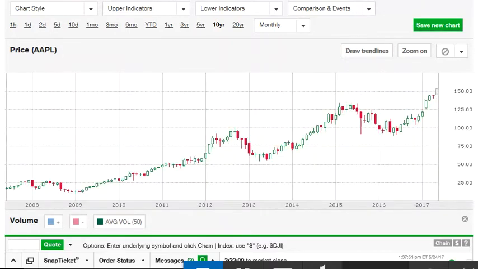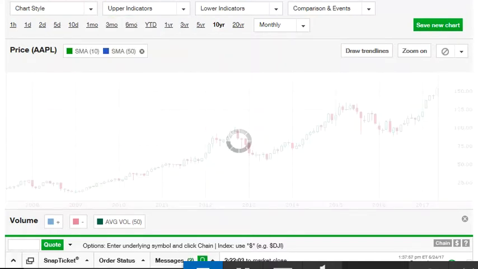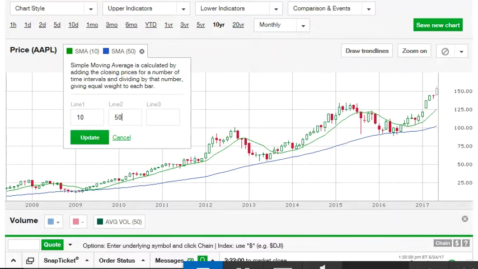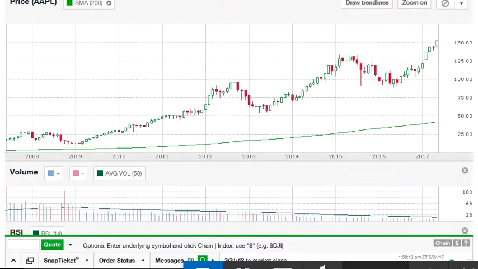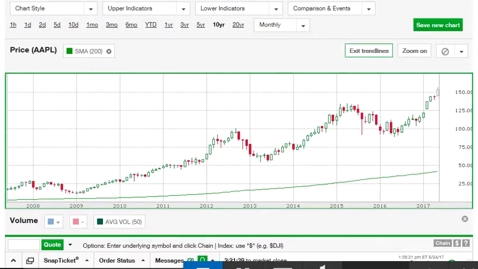So let's pull up the 200-day moving average, simple moving average I will use here. Actually, let's just make it one line. We'll just pull up the 200-day moving average. And there is the 200-day moving average. The 200-day moving average is this green line down there. And Apple is way the heck up here, so that's way above the 200-day moving average.